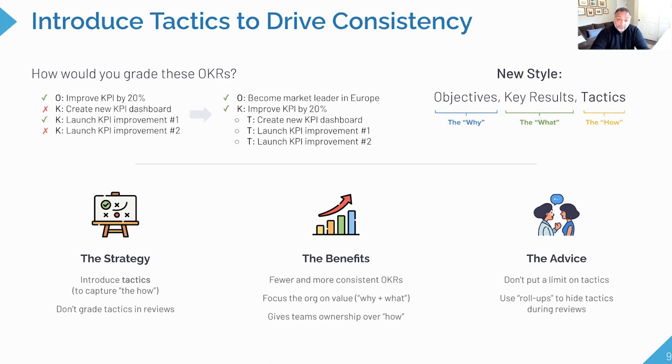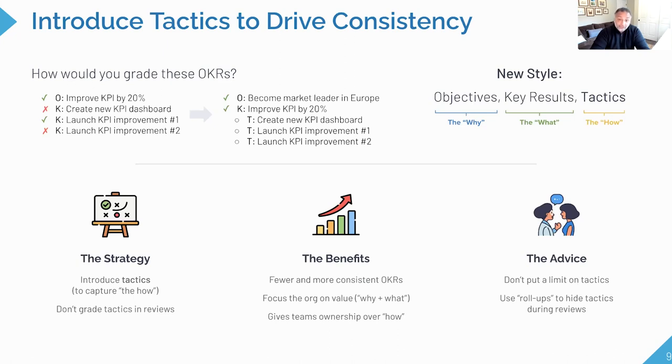During OKR reviews, leadership and the teams can focus on the value, the why and the what. And the teams themselves are empowered to figure out the how they will achieve that value. And finally, my advice for implementing this strategy, don't put a limit on the number of tactics that can be added. Often in OKRs, team members want to feel represented. They want to feel like their projects are, you know, being discussed. And so allow team members to add as many tactics as they want to represent their work.